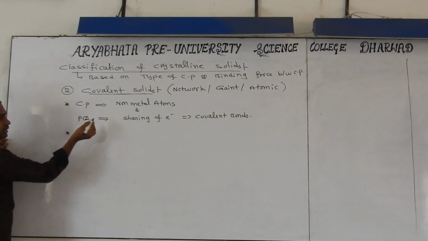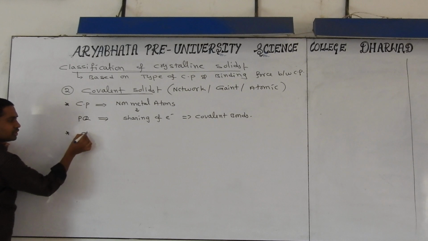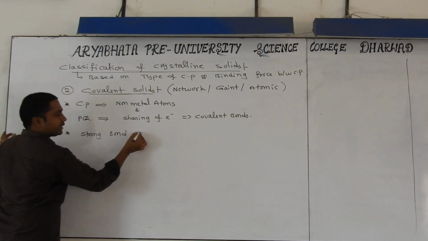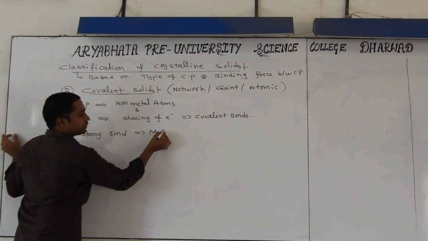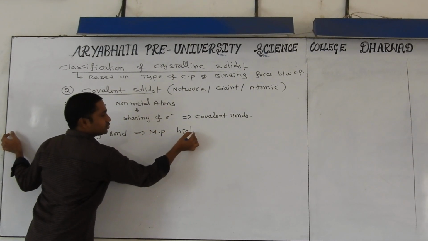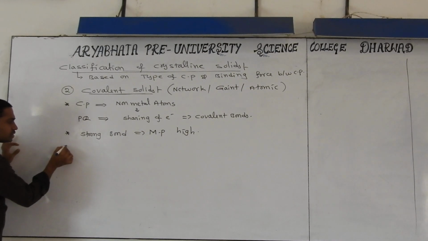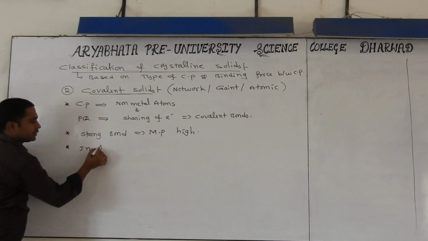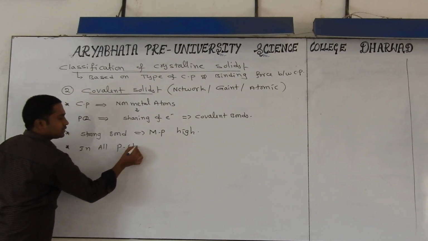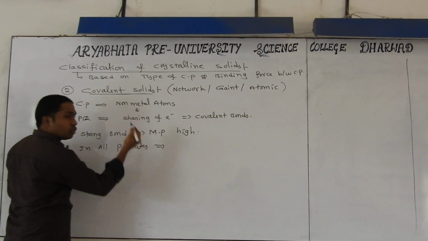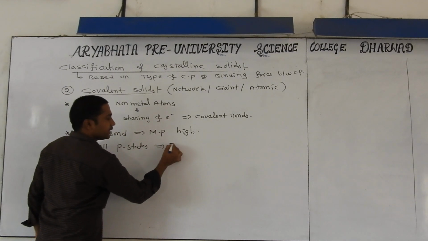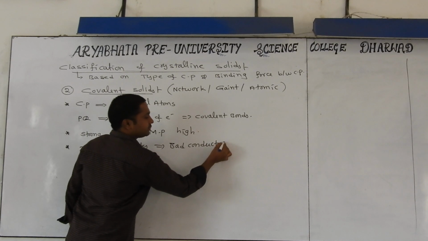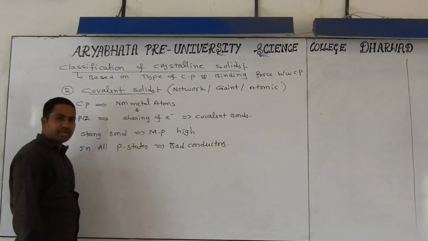The covalent bond is also a strong bond. Because of the strong bond, its melting point will also be high. And we have to discuss some other things. In all physical states, these covalent solids act as bad conductors, or insulators.